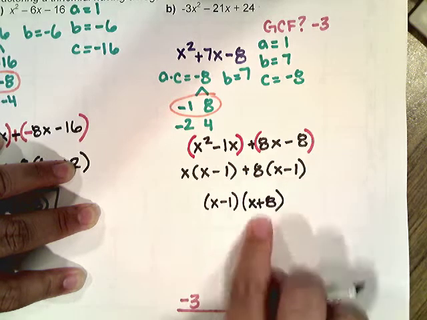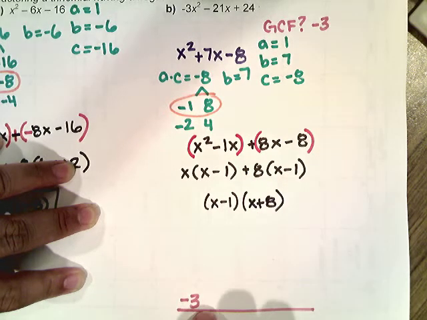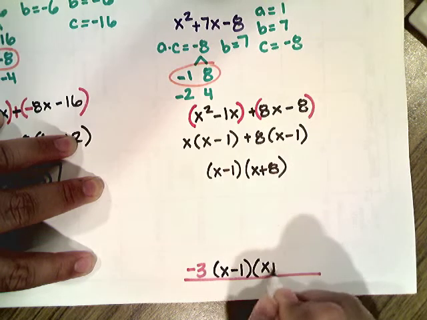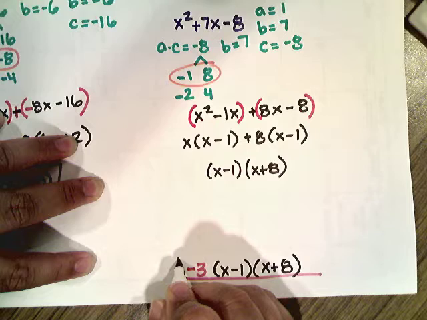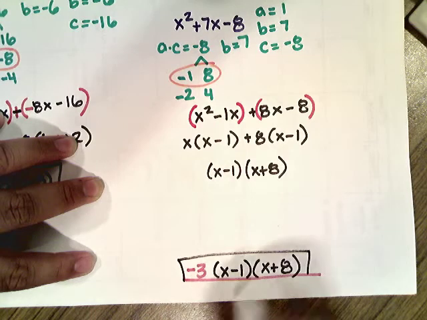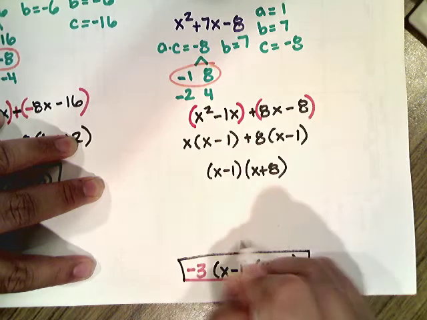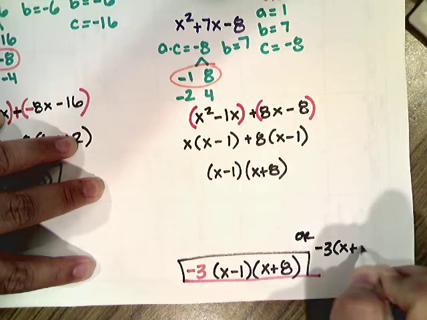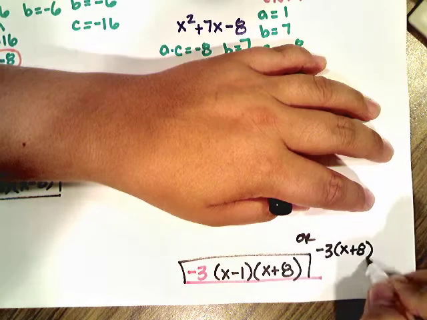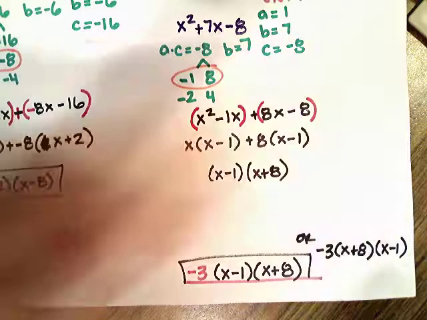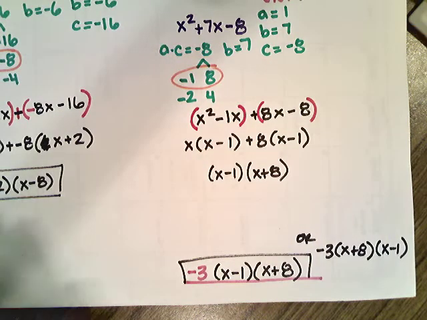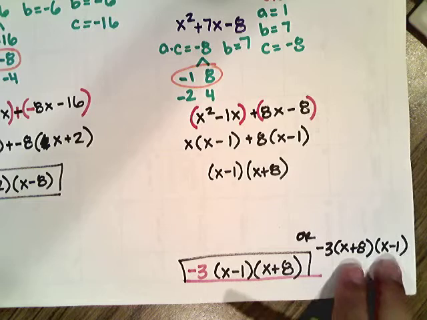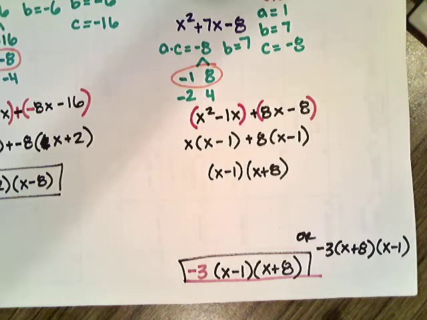Remember, that's not it. We still have this answer line down here because we had a GCF, so we have to bring that down. X minus 1 times x plus 8. And remember, you could also write it as -3 times x plus 8 times x minus 1. That would be fine as well. As long as that GCF stays up front, you can switch the place of the two binomials however you like.